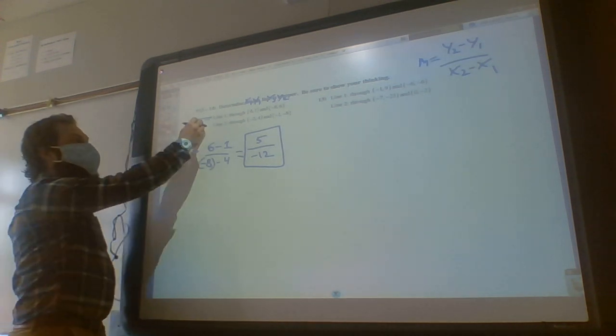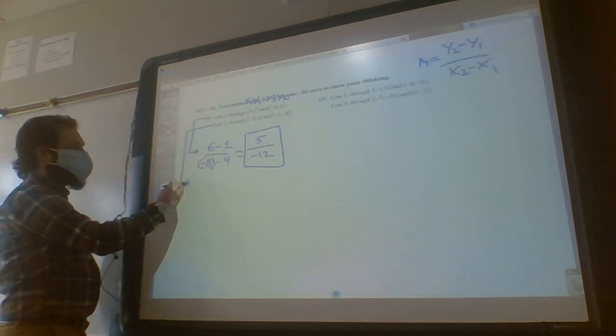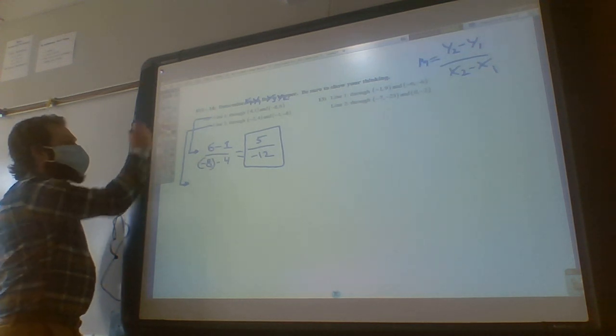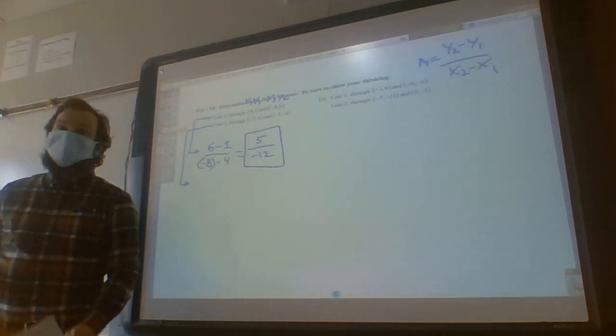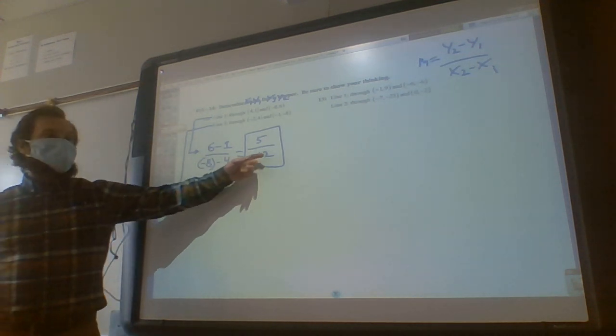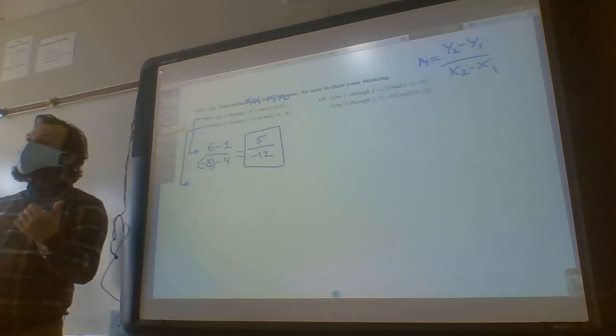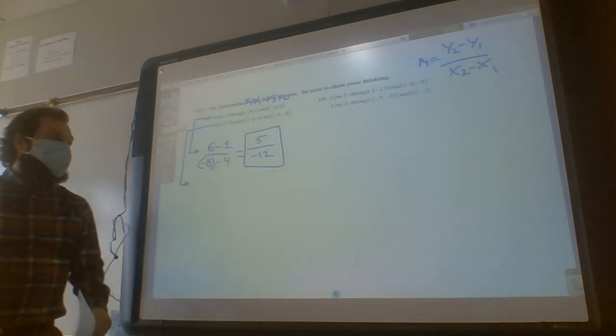So we're going to take line 2 now, and I'm going to do the same thing. I'm going to write it in red. I'm going to calculate the slope, and then we're going to compare them to decide which one is steeper, okay?